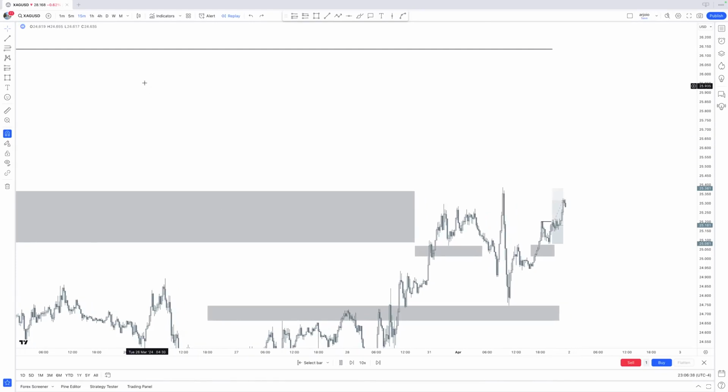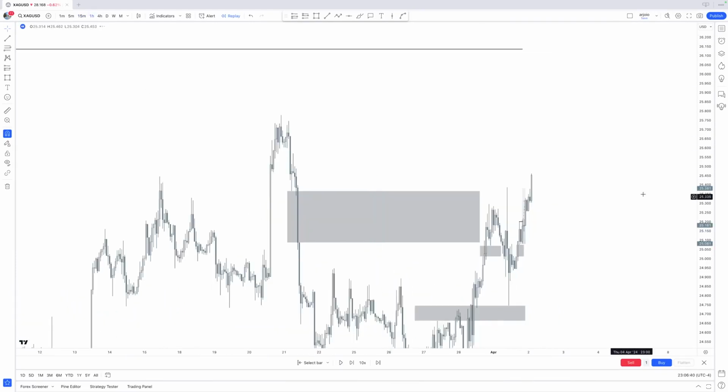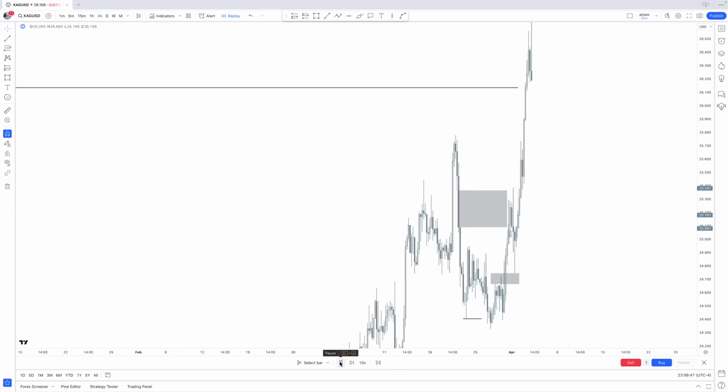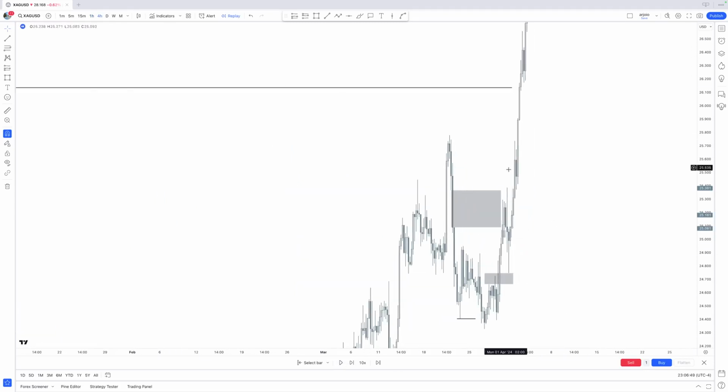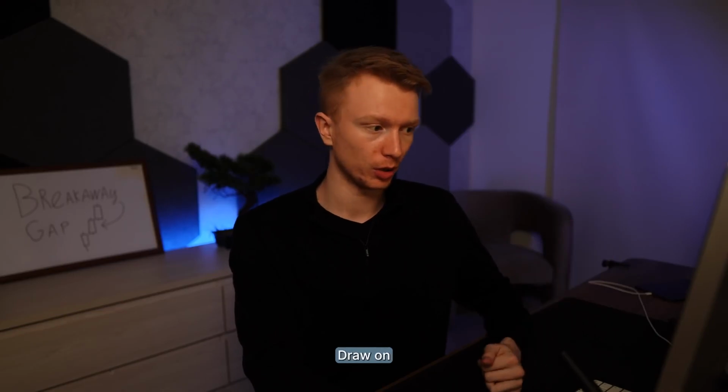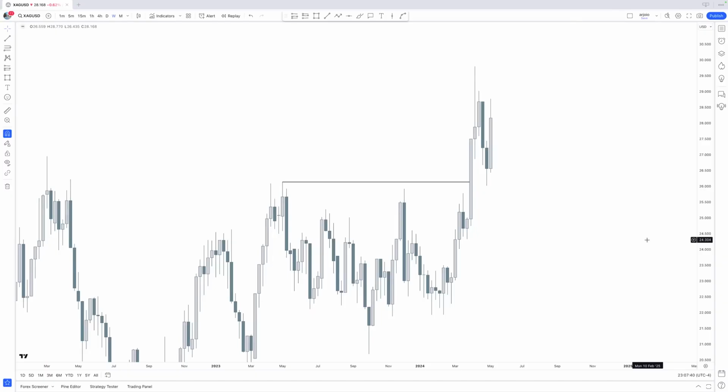Then once we keep continuing higher right here, we see that eventually we reach that draw on liquidity. And once we reach that draw on liquidity, we can now talk about breakaway gaps after reaching the draw on liquidity. After reaching a draw on liquidity, especially a major swing high like that on the weekly, for example, we have more chance to retrace a little bit further.